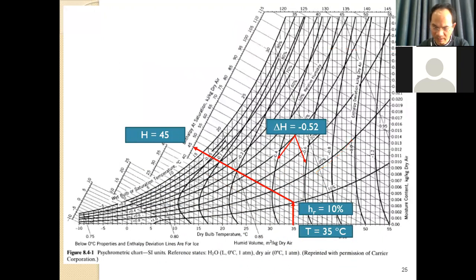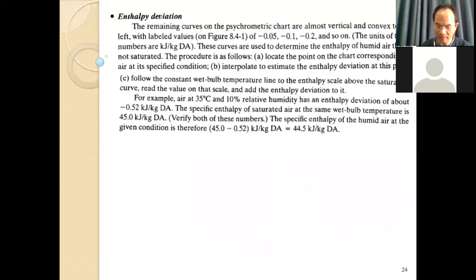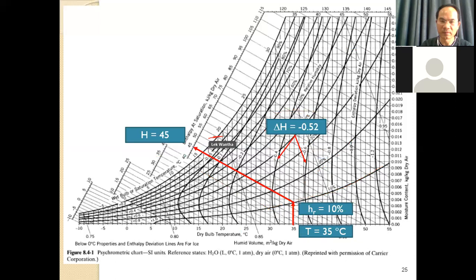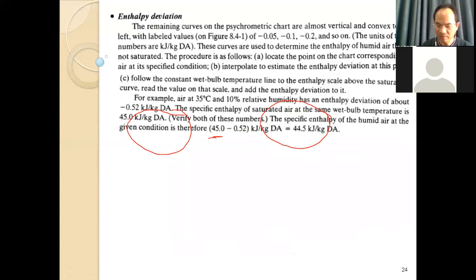For example, if you know the dry bulb temperature and the relative humidity is 10%, the contact is at this point, and you can read delta S. The lines for delta S are 0.8, 0.6, 0.4, something like this. Because this point is between 0.4 and 0.6, you can estimate about 0.52. And then you can calculate entropy. For this case, the entropy is 45, delta S is 0.25, and then you get entropy is 45 plus 0.25.